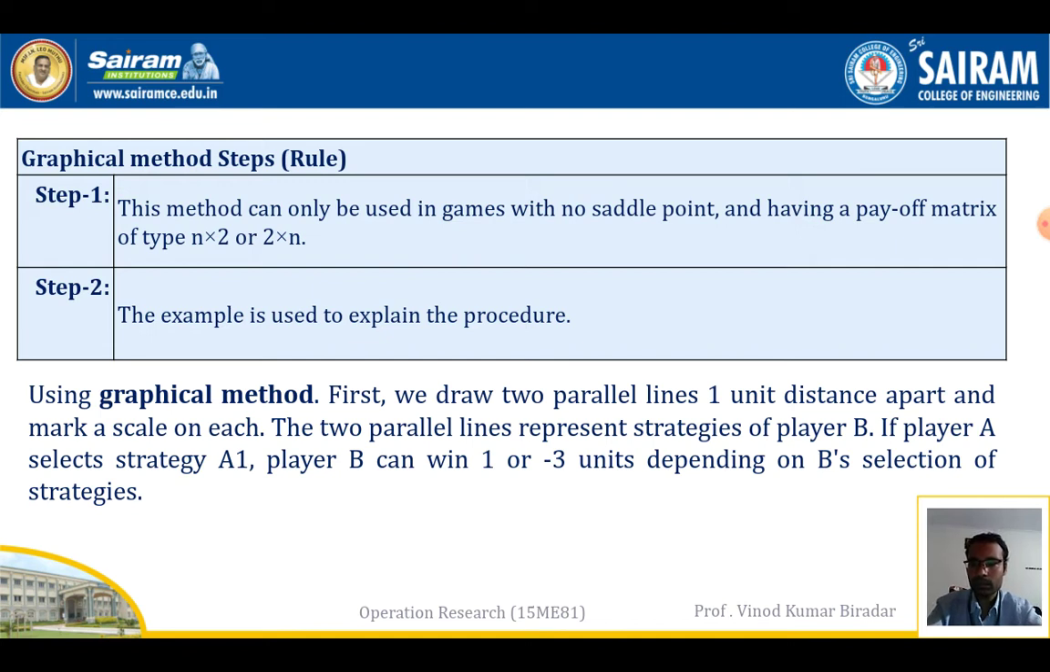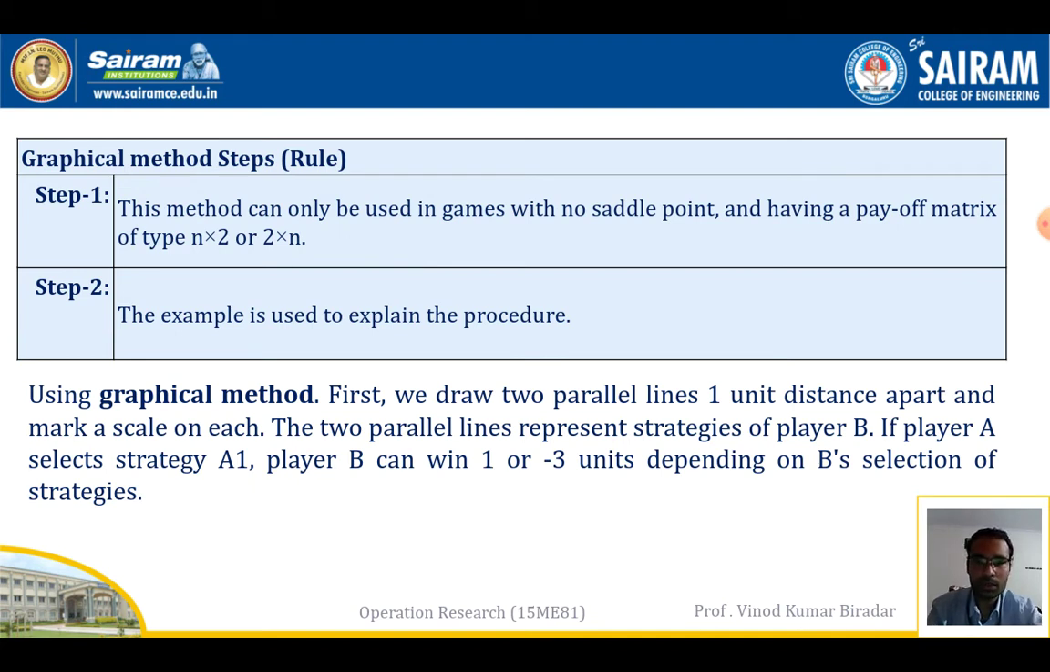Here the definition says, using the graphical method, first we have to draw two parallel lines, 1 unit distance apart from each other, and mark a scale on each. The two parallel lines represent the strategies for player B, and if player B selects strategy A1, player B can lose, for example minus 3 units, depending upon the selection of strategies.